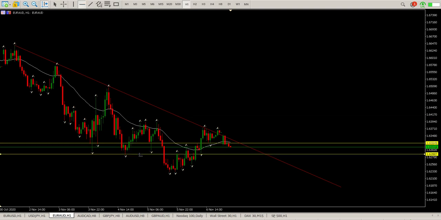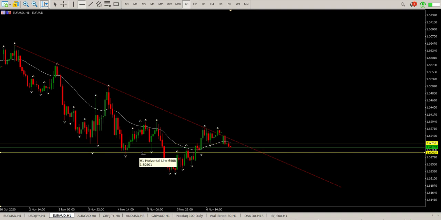What I would say is somewhere in this zone here of 162.937. This is the area that I would be watching if we were to get some support. Okay, so that's the one side.